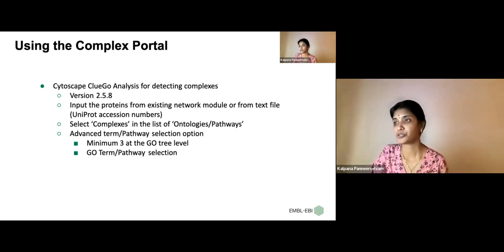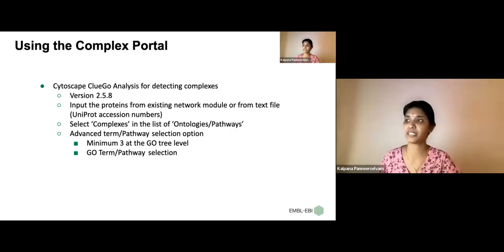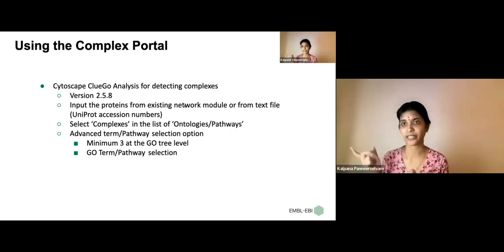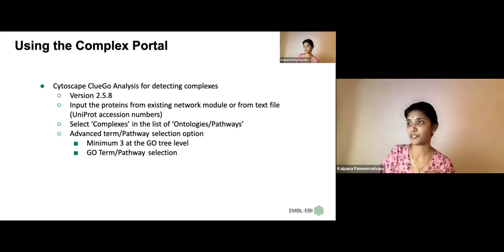I mean, sorry, as a resource. So in Klugo, you have to give your list of input as UniProt accession numbers, or select a pre-existing network module for analysis. Then you have to select Complex Portal for ontologies, and you can do some advanced selections in the pathway option. I can explain in the slide.